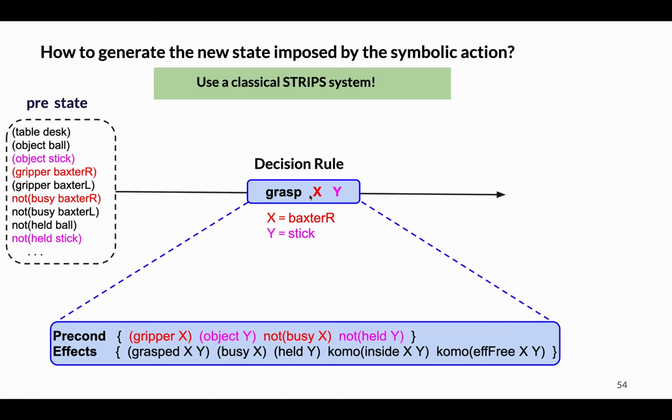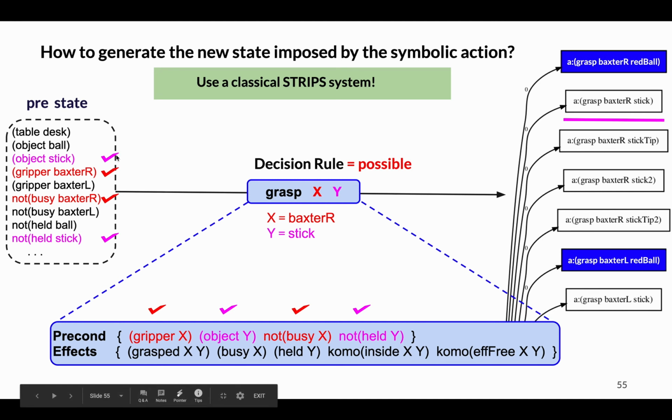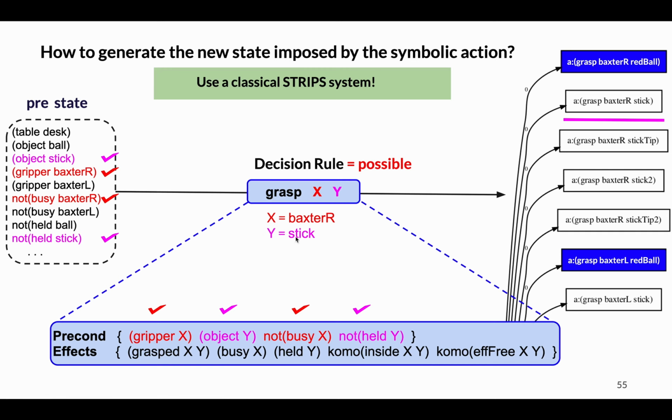And now we can put in real entities. In this case, we selected Baxter R and stick. So we checked all these preconditions, we found a set, and now we can put some real objects inside. And this decision rule is possible. It's represented by this node here: grasp, Baxter R, stick. And you can see that with this simple decision rule, we can create different possible actions. We can create the action grasp Baxter R red ball.